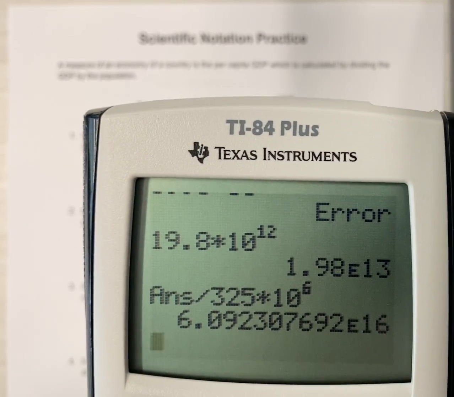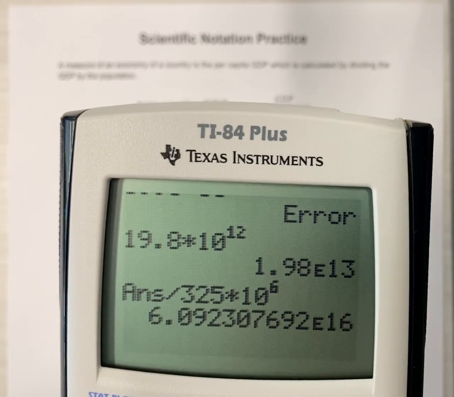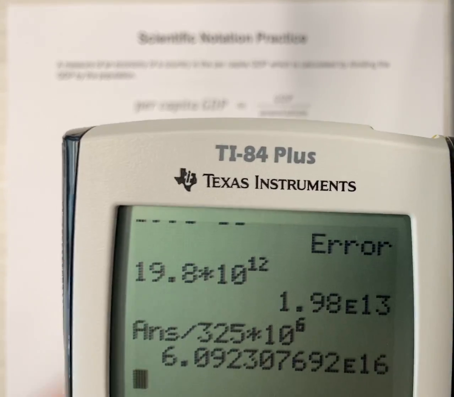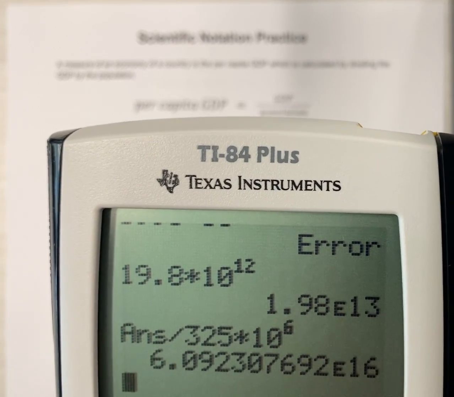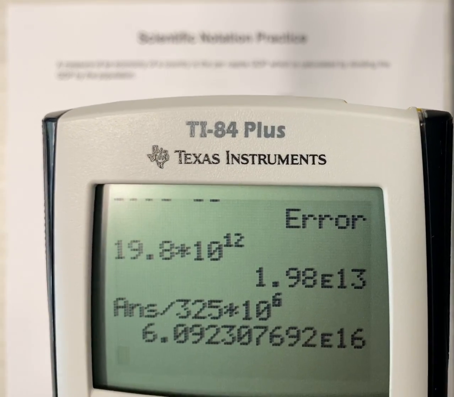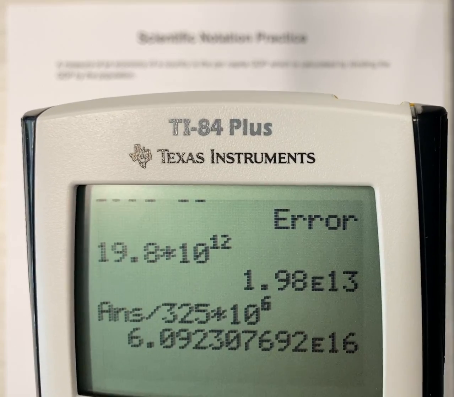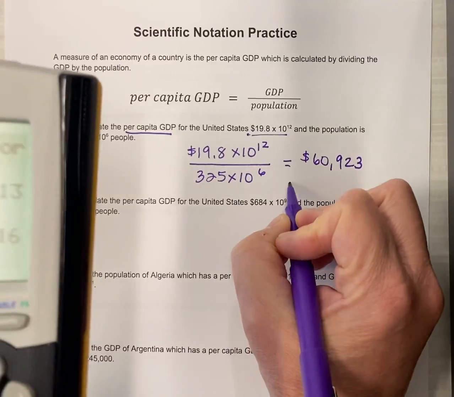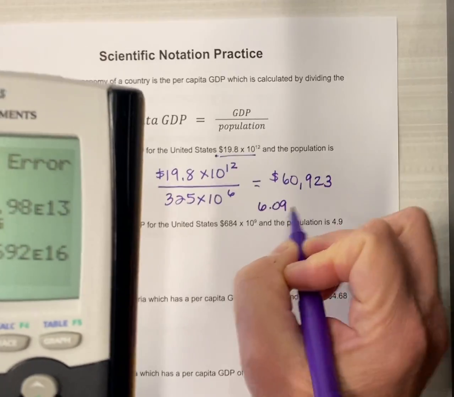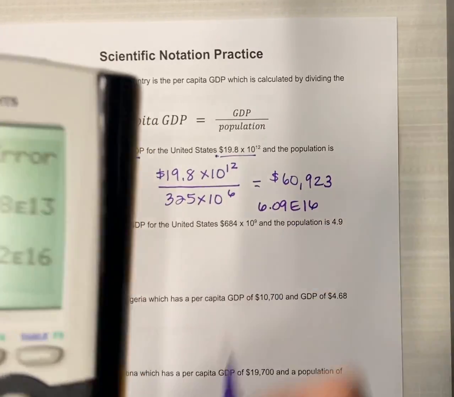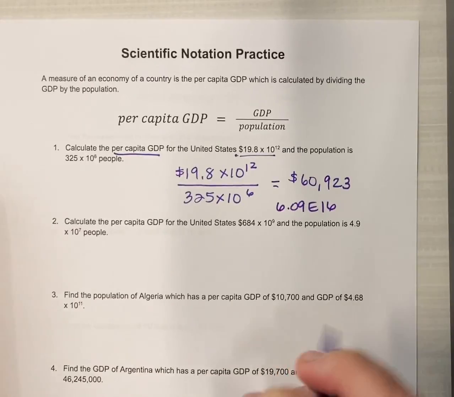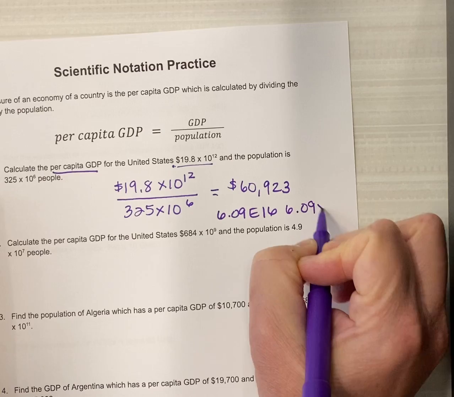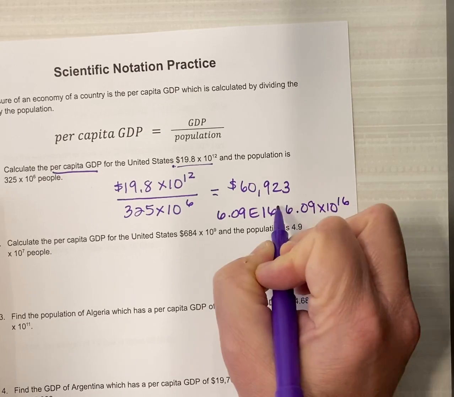I get 609E16, okay? What happened there? What happened is my calculator divided the previous answer by 325 and then multiplied the whole thing by 10 to the 6th. So that E 10 to the 16th, so the answer it gave me was 6.09 E16, which again, I wouldn't write it that way. I'd write it as 6.09 times 10 to the 16th, okay?